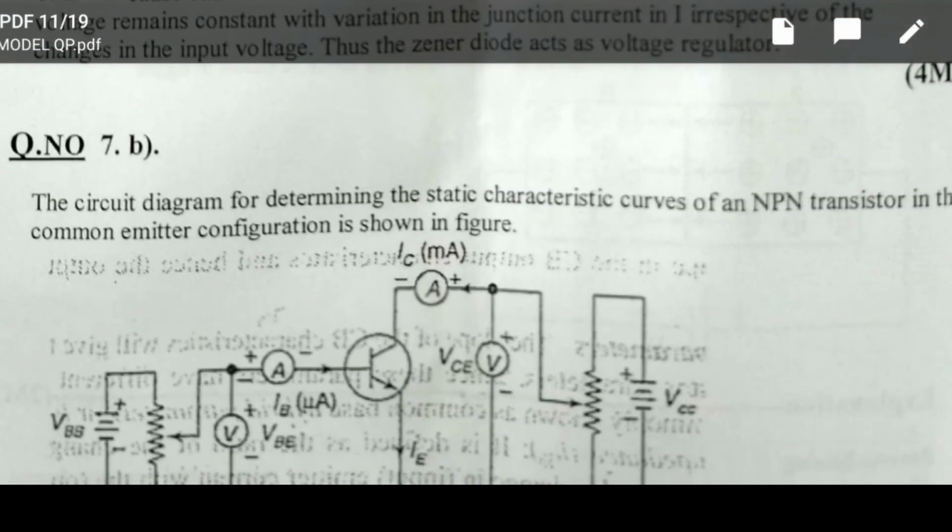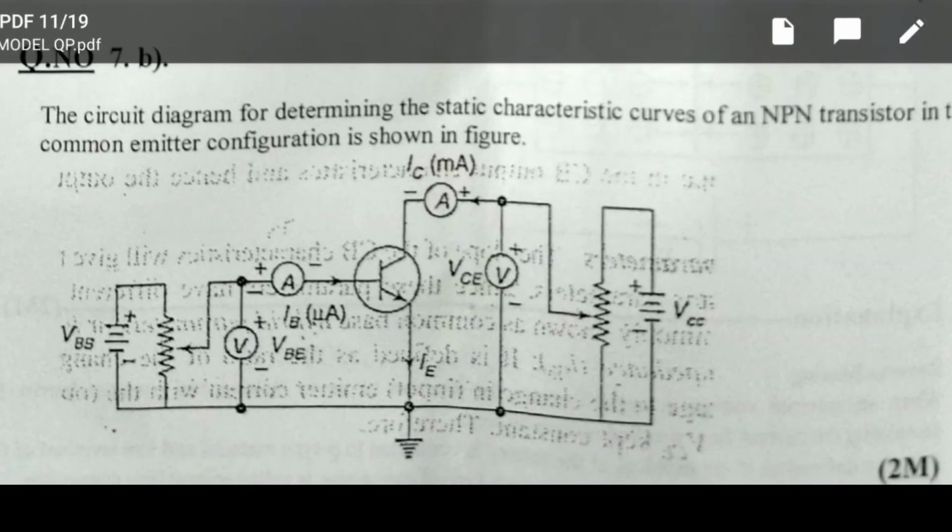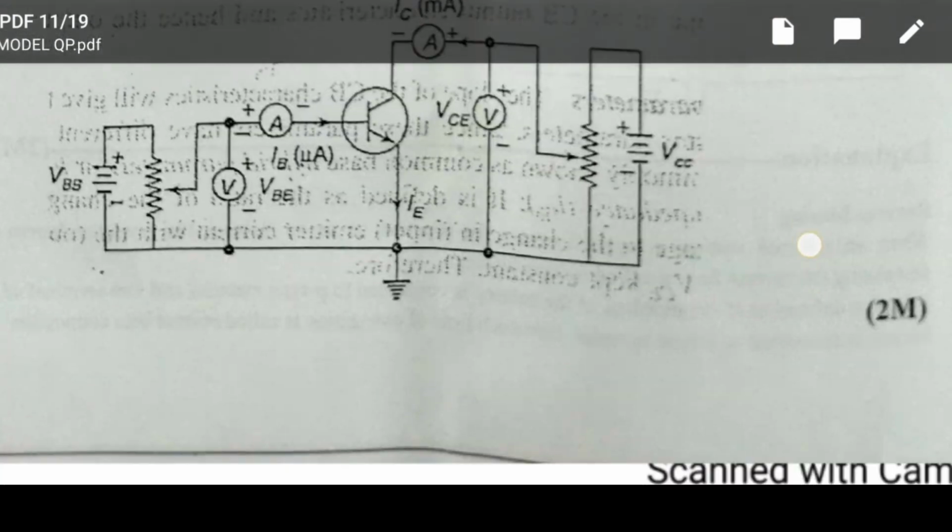Next, explain the circuit diagram of NPN transistor in common emitter configuration. NPN transistor diagrams you have to remember.